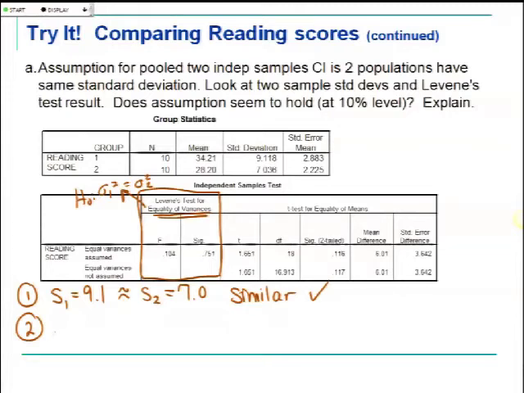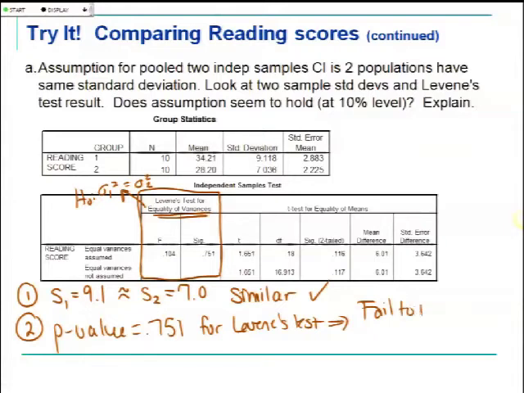So what do we do? We stay with H-naught. A p-value of 0.751 for Levene's test implies we fail to reject that null hypothesis of equal variances. What does that imply then? These two together give us evidence that we can do what? Unpooled or pooled? Now you guys are all quiet. Pooled.